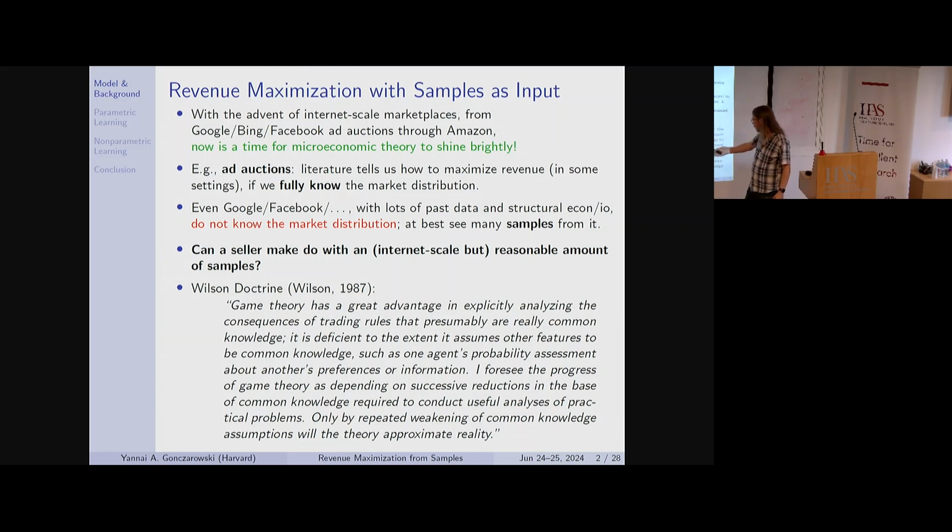I foresee the progress of game theory as depending on successive reductions in the base of common knowledge required to conduct useful analysis of practical problems. Only by repeated weakening of common knowledge assumptions will the theory approximate reality. So what we're going to talk about today and tomorrow is one such weakening. Hopefully it will give someone in the audience the idea for the next weakening in this sequence of repeated weakenings that make this more and more applicable. But his emphasis is on common knowledge. Your emphasis is on something else.